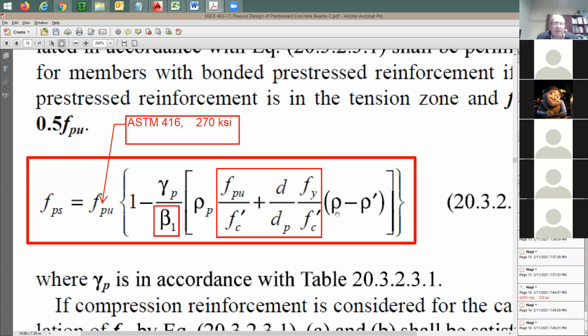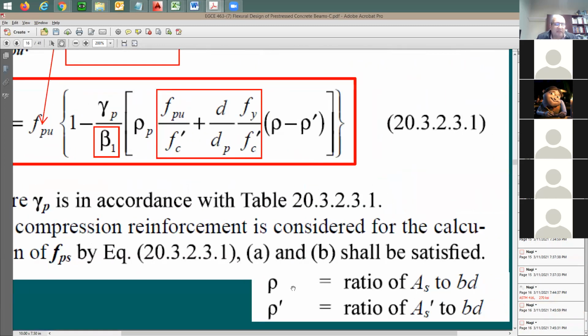How about this rho? I'm going to say rho is going to be the steel ratio. Look at this at the bottom. It's going to be AS divided by BD of the beam. So I'm going to say, yeah, I have this rho.